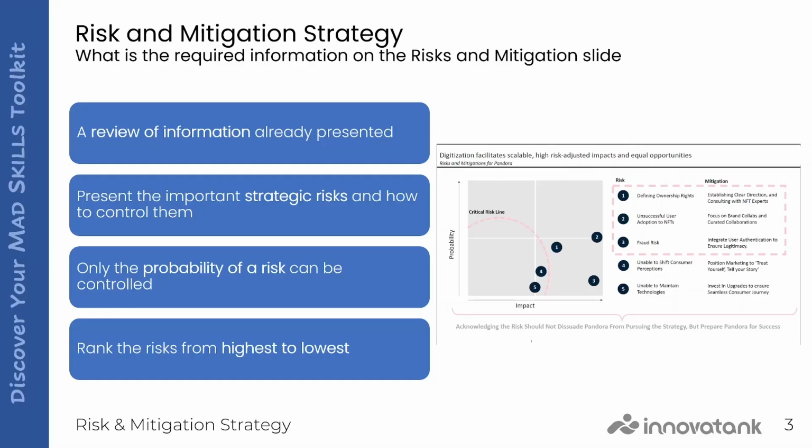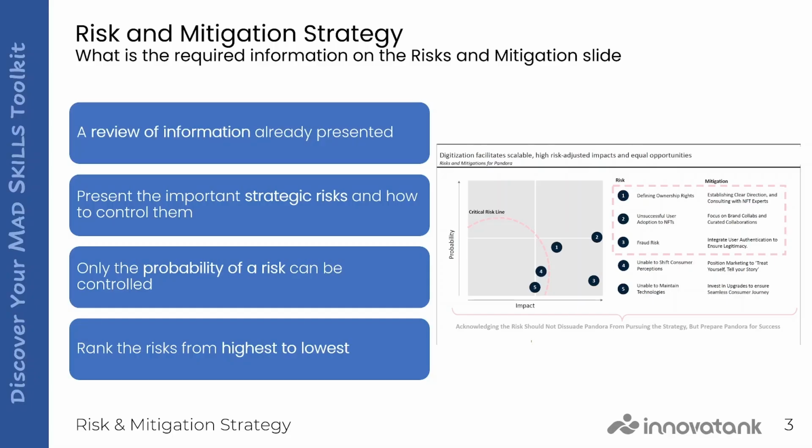When you look at this, we've got a slide here that has the impact and the probability. Think about it as really all you can control is the probability of a risk rather than the impact. The impact of that risk is really never going to change. So your mitigations will control that probability.